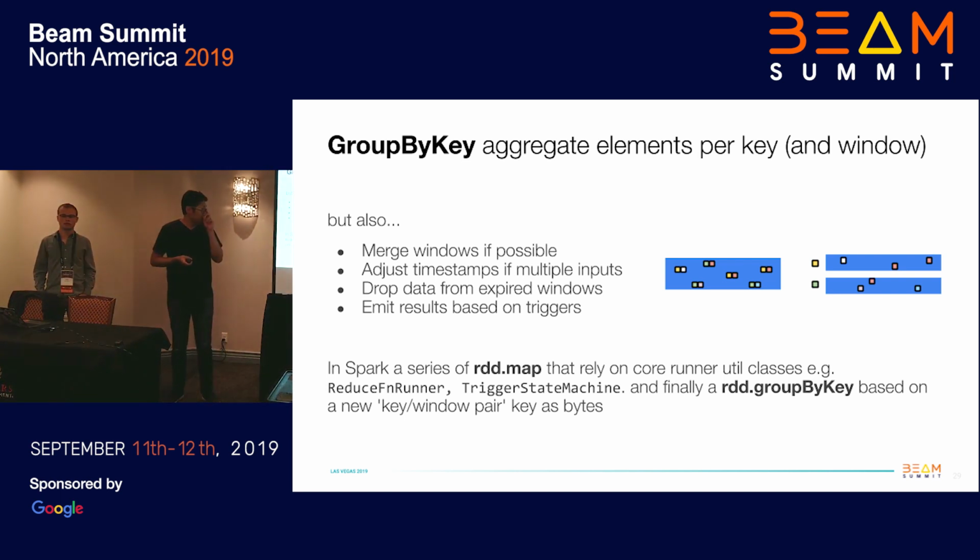And they do all of this. And finally, we do that group by key. But this group by key, as the title says, is not just group by key, but by window. So we create an artificial key that is the concatenation of the key and the window, and so we get all the elements in the right place.